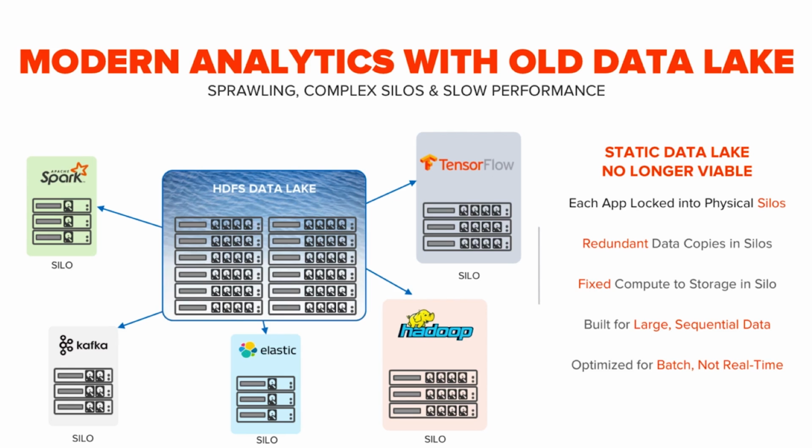So in the end, if you step back and think about all the applications that your enterprise needs to support, it really becomes sprawling and complex, right? There are lots of redundant data copies. And in the end, the underlying infrastructure is still built for large sequential data, and therefore you have slow performance. It's batched, it's not real time.